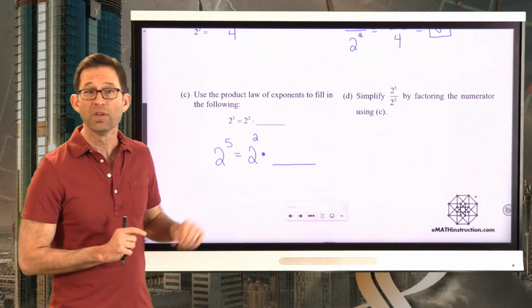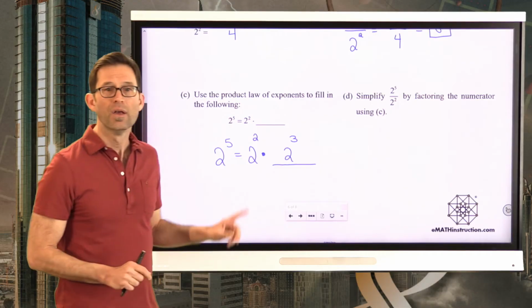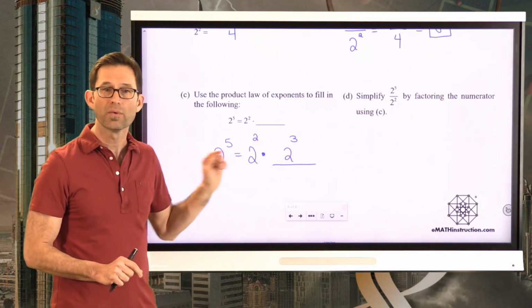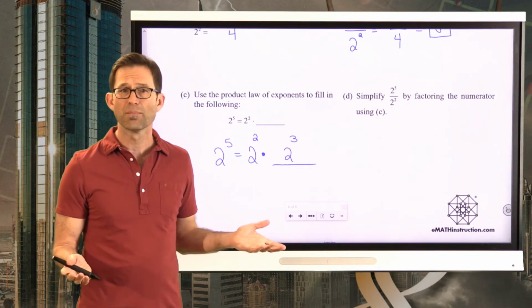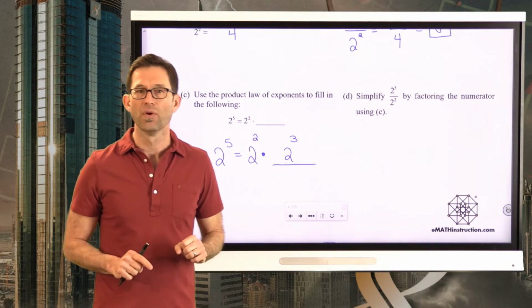Well, it should be 2 to the 3rd, right? Exponents add. So 2 to the 2nd times 2 to the 3rd is 2 to the 2 plus 3, which is 5. Simple as that. Now let's look at simplifying this the way we did those other fractions.